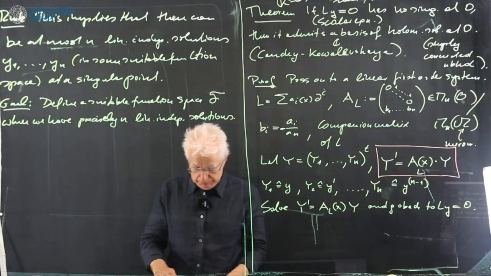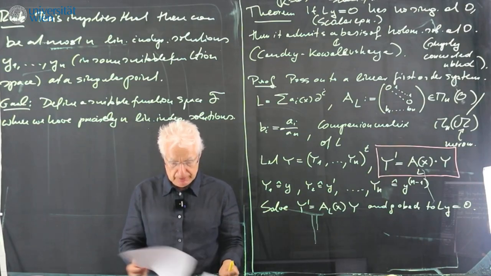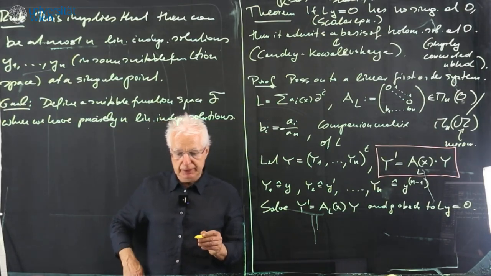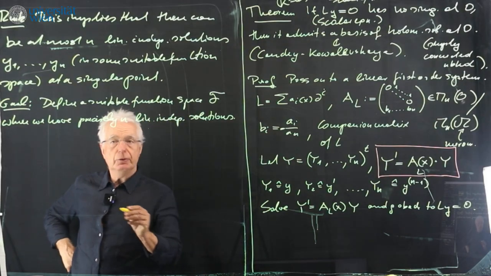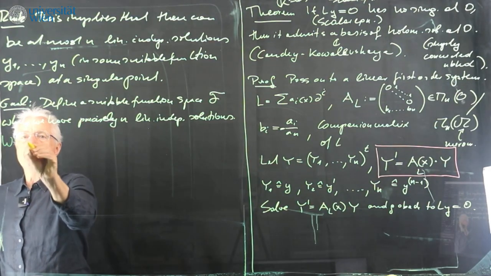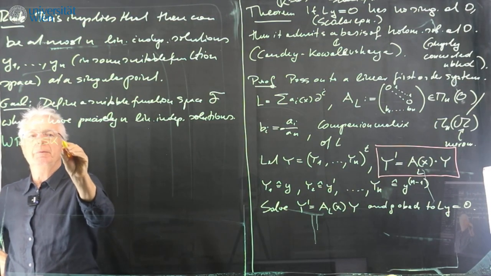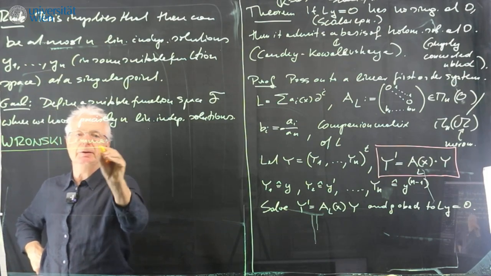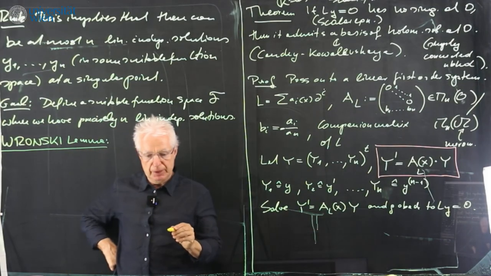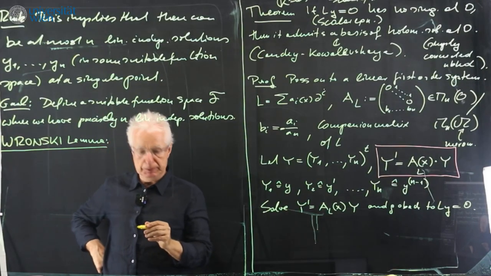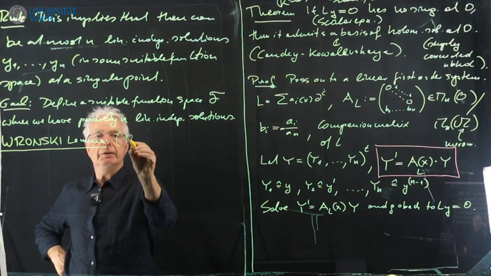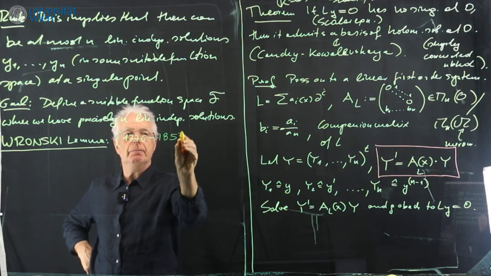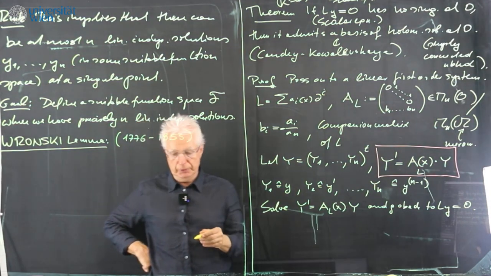Okay, so I have a little bit of time left, and I'm not sure if I can prove it, but at least let me write down the famous Wronski lemma. So this is a lemma everybody of us could have invented herself or himself. Wronski was a Polish mathematician from 1776 up to 1853. So he is known for this lemma.